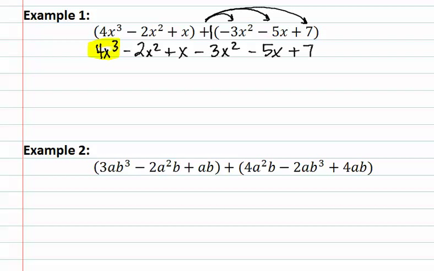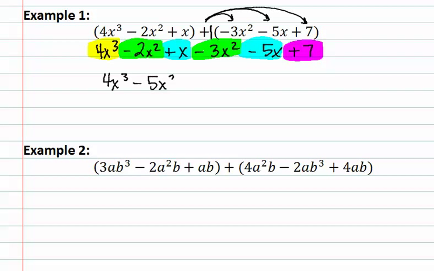We start with the highest exponent, and we see that we have one of those. We have two terms with x squareds. We have two terms with x's. And finally, we have one term that is just a number. We may combine these like terms. So we get 4x cubed minus 5x squared minus 4x plus 7.